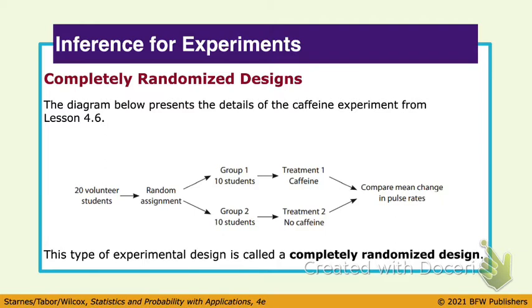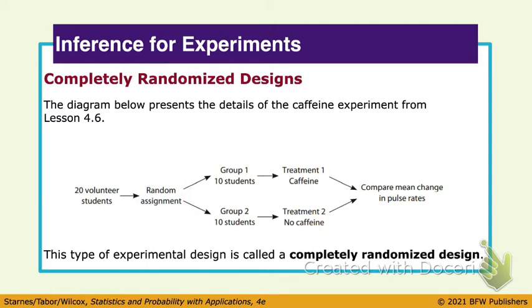This is called a tree diagram. It doesn't really look much like a tree, but it's called a tree diagram. And so this is a completely randomized design for the caffeine experiment that we've been talking about. So we had 20 student volunteers. We randomly assign them to 2 different groups, okay? That's important to the completely randomized design. If we select who goes to which group, it's no longer random. So the random assignment, they go into 2 different groups.